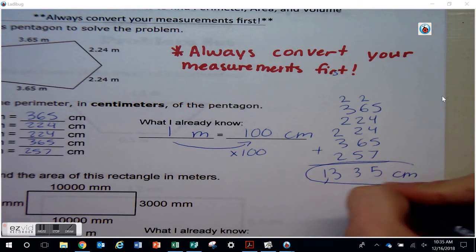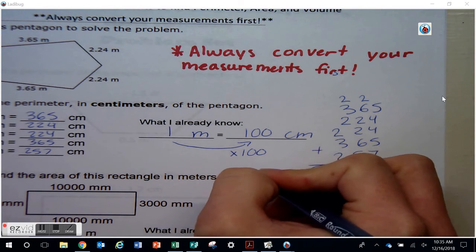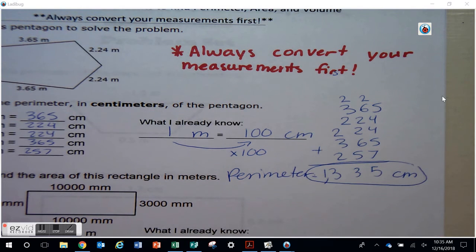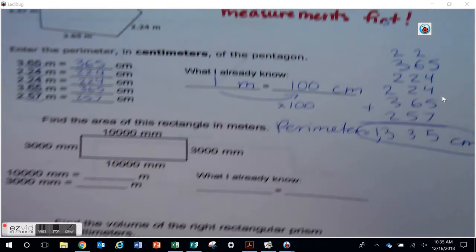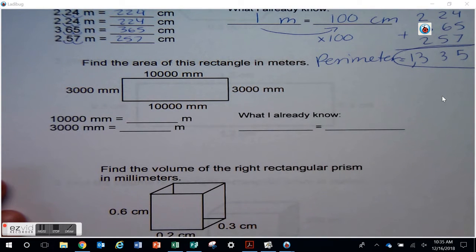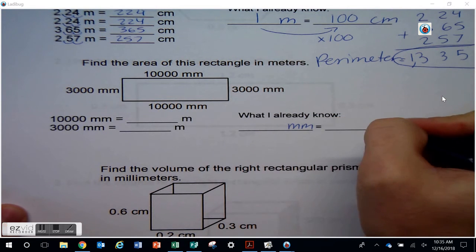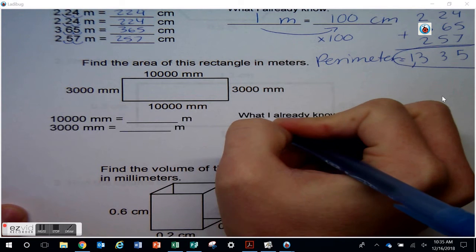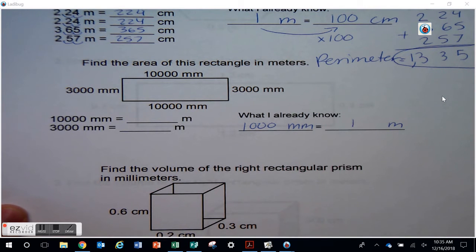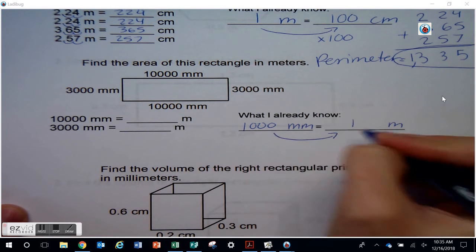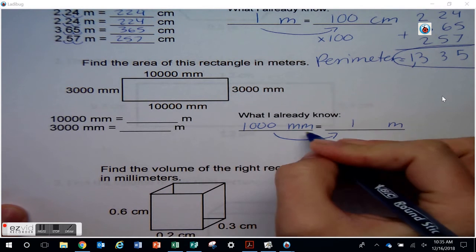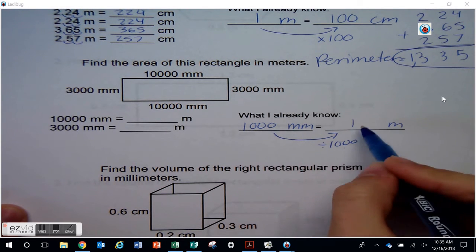Let's continue on. Find the area of this rectangle in meters. Again, it's easier for us to convert. I know that I'm going from millimeters to meters, and 1 meter equals 1,000 millimeters. Well, I'm going to divide by 1,000 to get from 1,000 to 1. 1,000 divided by 1,000 equals 1. So I'm going to do the same thing to these values, getting 3 place values smaller. 1, 2, 3. So I have 10 meters. 1, 2, 3. I have 3 meters.